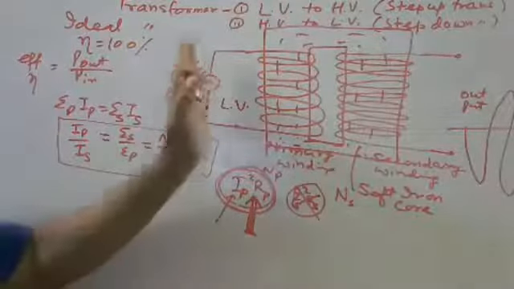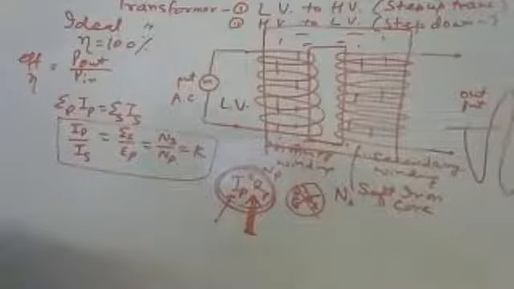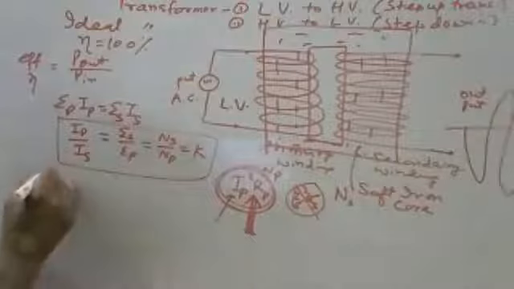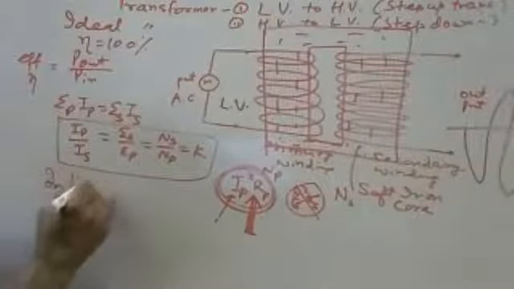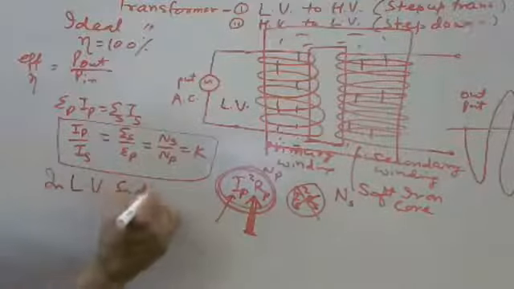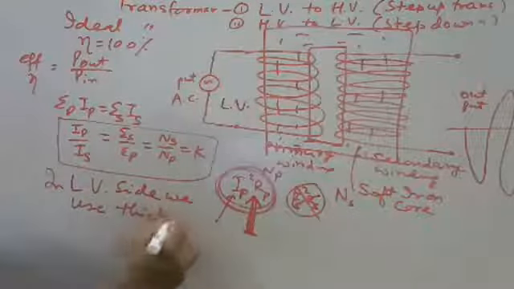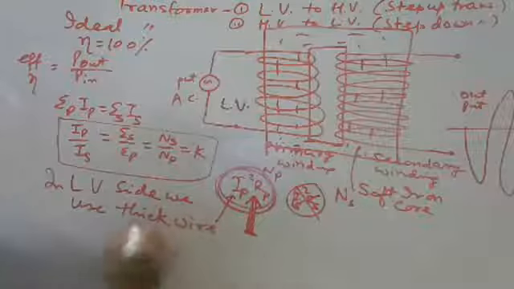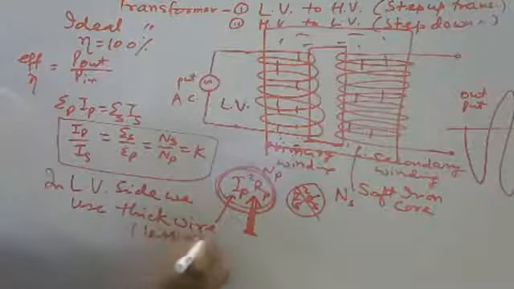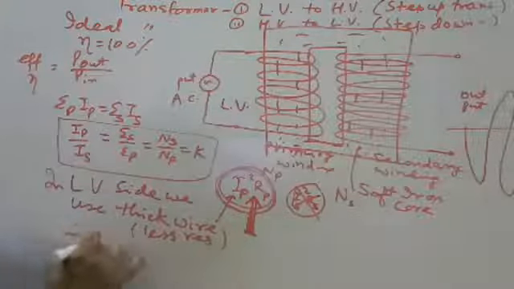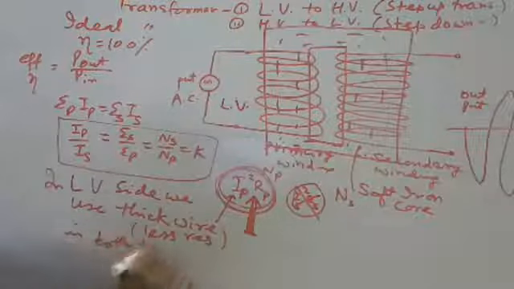In a step-down transformer, high to low, in the secondary we are using the thick wire. So this is very important. Note it down. In the low voltage side, we use thick wire, meaning less resistance, in both transformers.